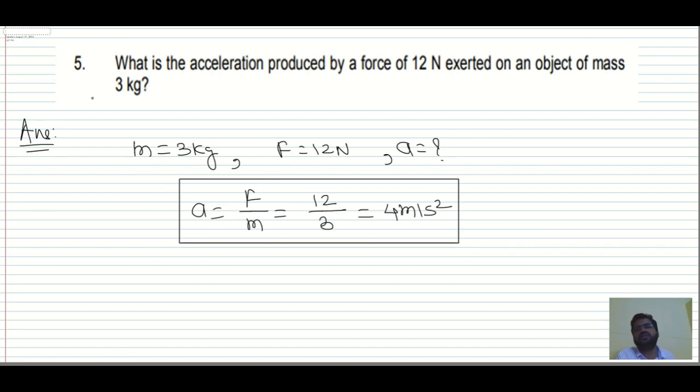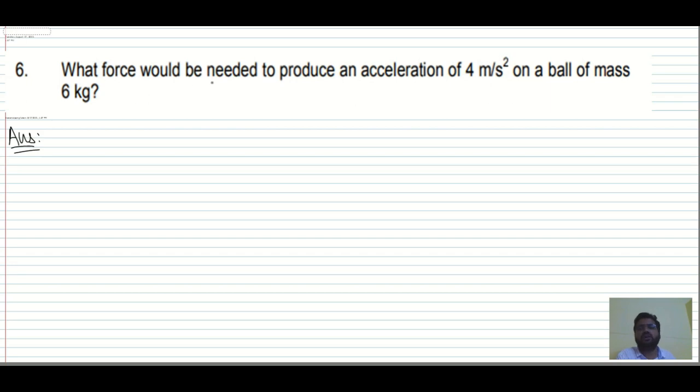So I hope this is clear. So fifth one answer is 4 meter per second squared. Now the sixth one, what force would be needed to produce an acceleration of 4 meter per second squared on a ball of mass 6 kg?